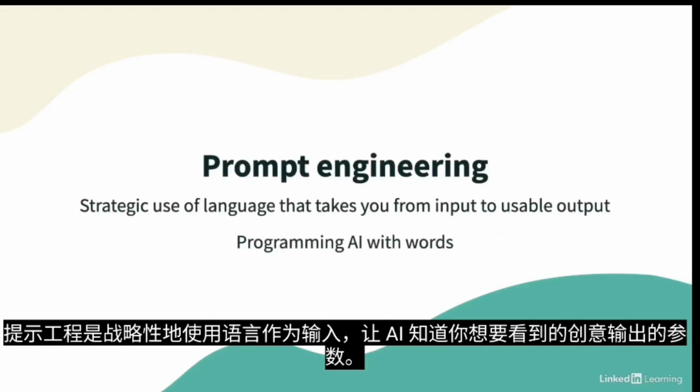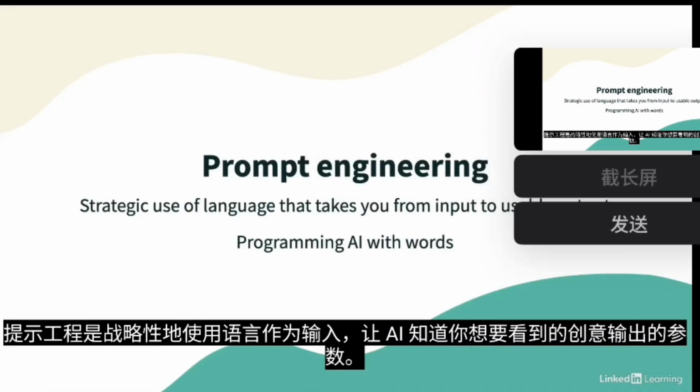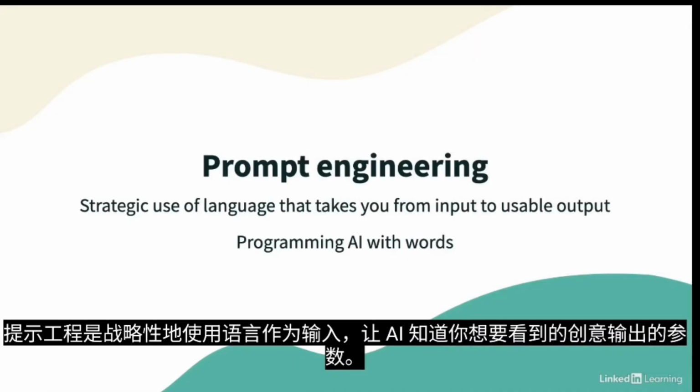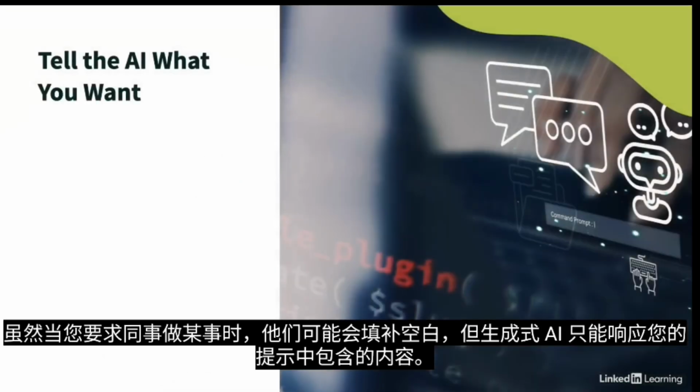Prompt engineering is the strategic use of language as the input that lets the AI know the parameters for the creative output you want to see. In many ways, it's a lot like coding, except the symbols you're using are words. While your colleagues at work might be able to fill in the blanks when you ask them to do something, generative AI can only respond to what's included in your prompt.